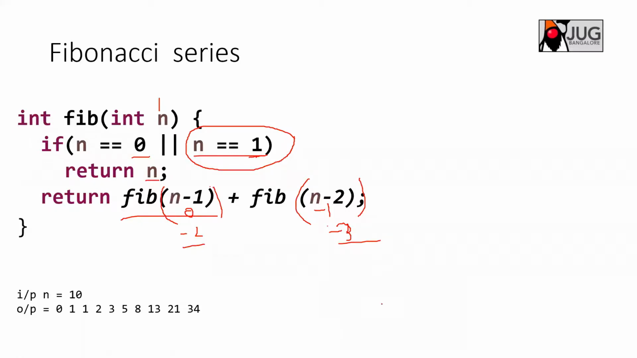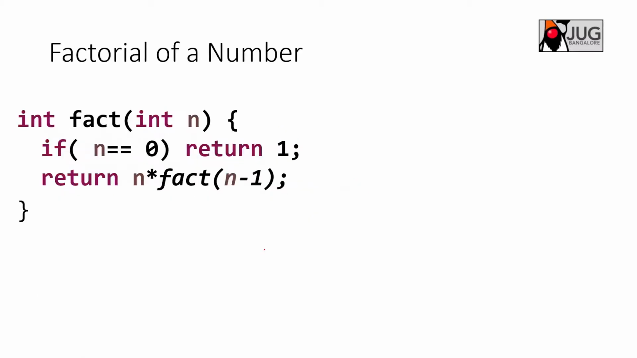So that is how these things are done. Let's see how you will find the factorial of a number. I think this is a pretty simple one. Given any number, like 5, 5 is nothing but 5 into factorial of 4, and factorial of 4 is 4 into factorial of 3, and so on.